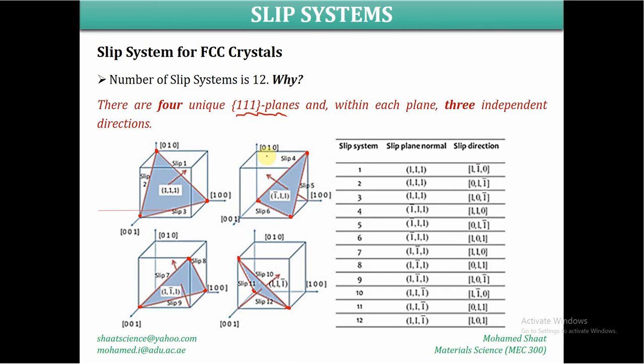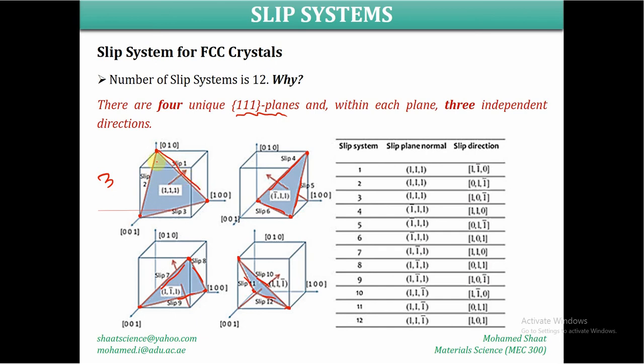So the same thing here. This plane has 3 directions, and this plane also has 3 directions, and this plane has 3 other directions, and this one has 3 other directions. So if you count how many possibilities for every plane, there are 3 directions. So every plane represents 3 possibilities of a slip system. If you choose this plane with this direction, this is going to give you slip system number 1.